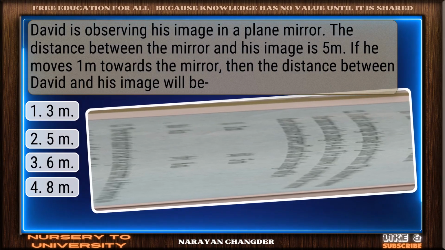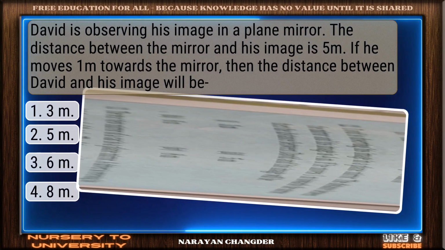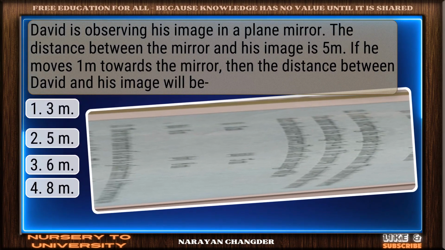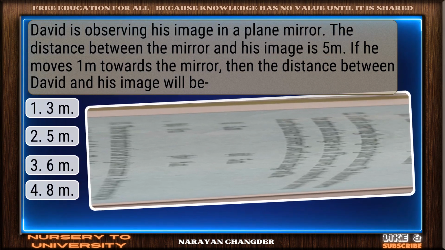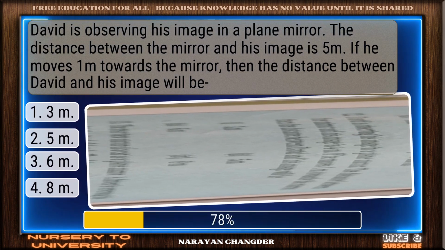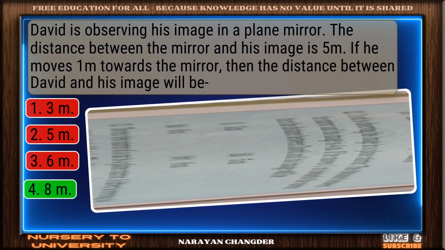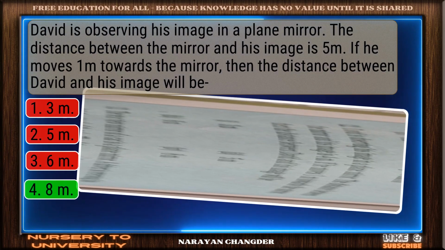David is observing his image in a plane mirror. The distance between the mirror and his image is 5 m. If he moves 1 m towards the mirror, then the distance between David and his image will be... You chose A, ma'am, and it is correct.